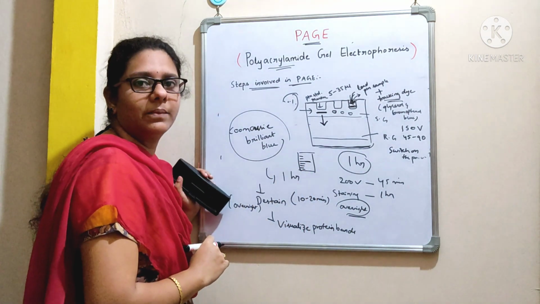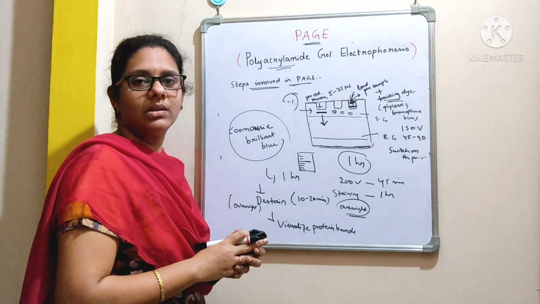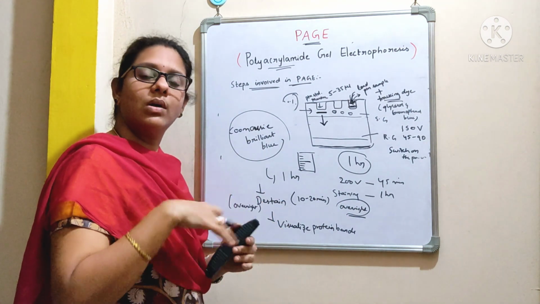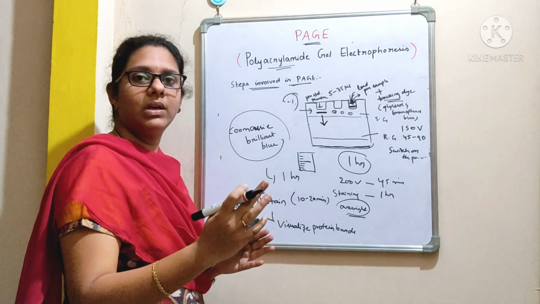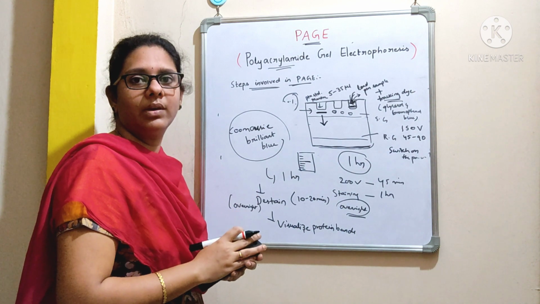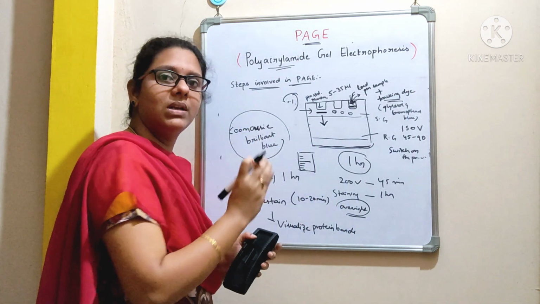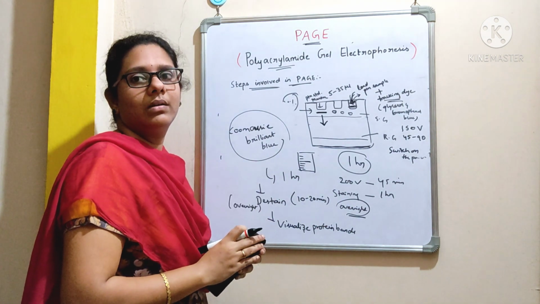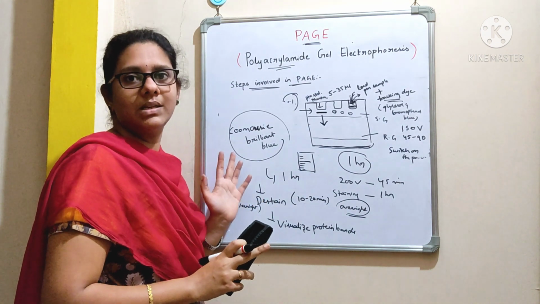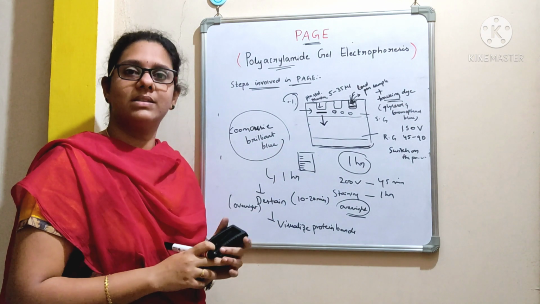Mostly in industries, after the fermentation procedure, they are supposed to purify the protein in repeated steps. So after every purification step, they cast a gel and run the protein samples to assess the purity. If they get a sharp single band, that indicates that the protein is in a pure form. So for every purification step, they need to go with this SDS polyacrylamide gel electrophoresis. This is how we perform this technique.